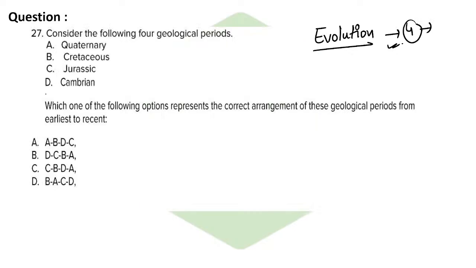The correct answer should be D, C, B, and A. In the reverse manner, the answer is correct. First is Cambrian, then Jurassic, Cretaceous, and Quaternary. Make sure that if you're good in cramming, if you're good in remembering the facts, try not skipping the geological time scale, because you can easily score 2 marks and sometimes 4 marks as well.